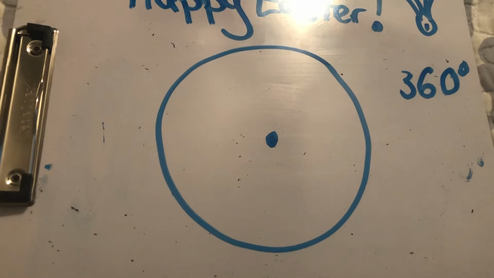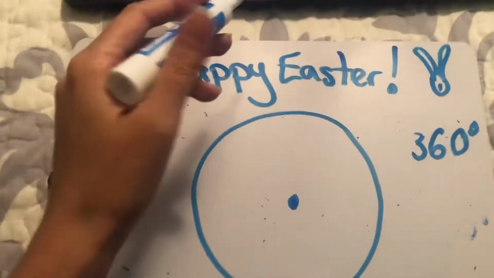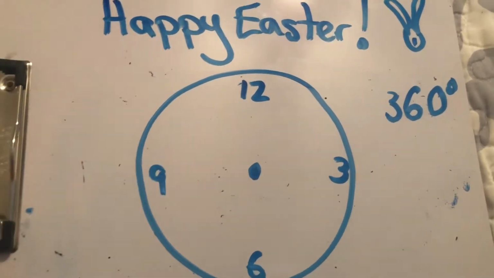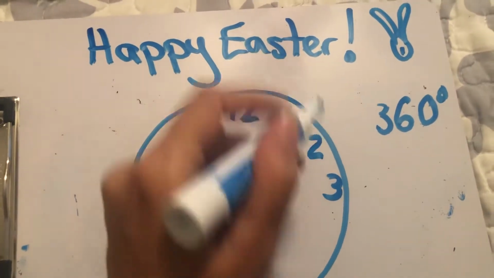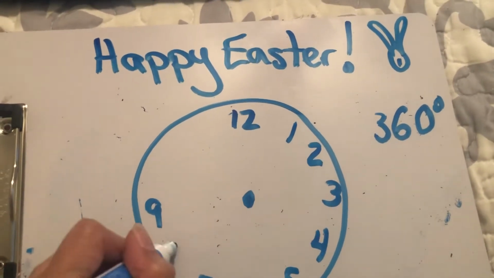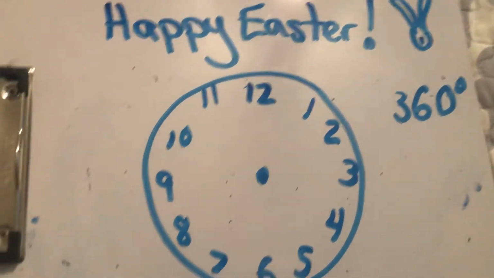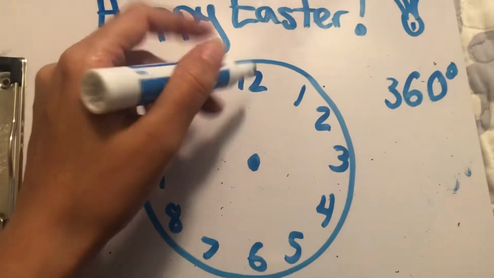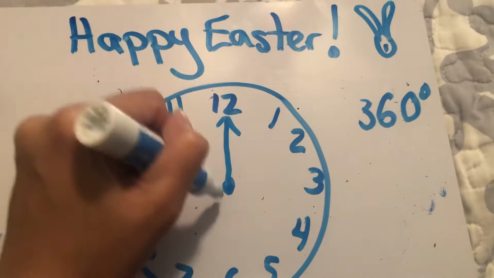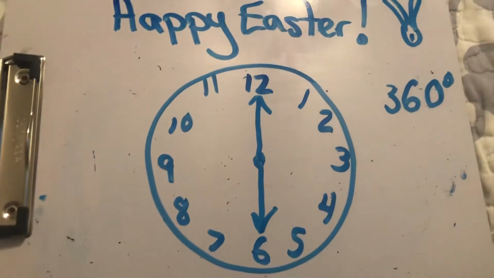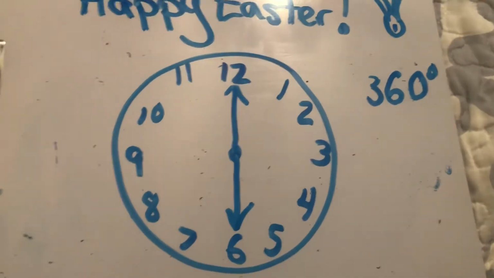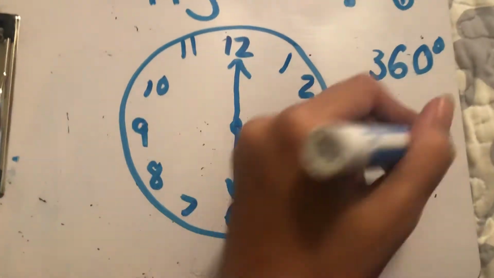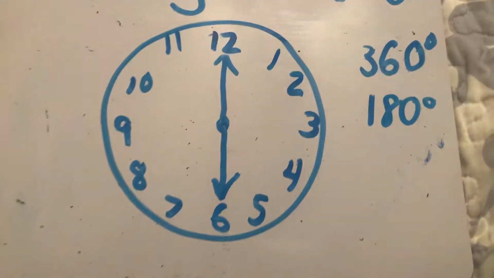So right now we have a circle. I'm going to go ahead and make it into a clock. What I like to do is put my 12, my 3, my 6, and my 9 first, and then that makes it easier to plug in the other numbers. So the first degree on the clock that I think is important to note is 6 o'clock. 6 o'clock creates a straight line, and a straight line is something that you should recognize as 180 degrees.